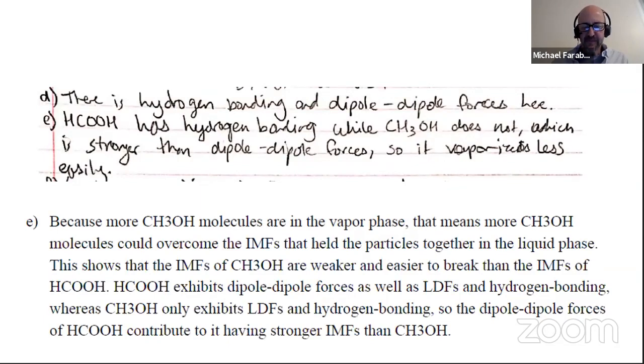All right, here's some concerns and misconceptions. There is hydrogen bonding in HCOOH, while CH3OH does not have hydrogen bonding. Okay, so that's a problem. And then this person says it shows that the IMFs of CH3OH are weaker and easier to break, and mentions dipole-dipole forces that are somehow present in one molecule but not in the other, as if only one molecule has dipole-dipole forces.